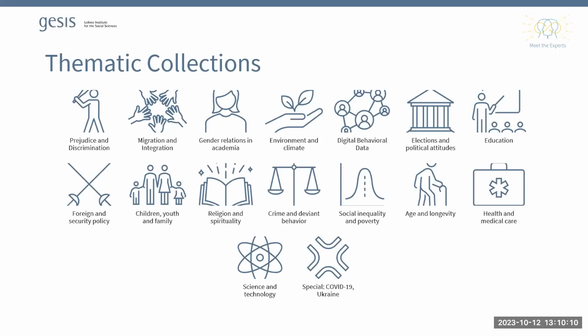So over 5,000 studies are a huge amount of data. We recently introduced thematic collections to organize data according to popular topics to help researchers better navigate through our data holdings, which could be quite overwhelming for someone. And currently we have 15 thematic collections and 2 special or hot collections, as I sometimes call them.